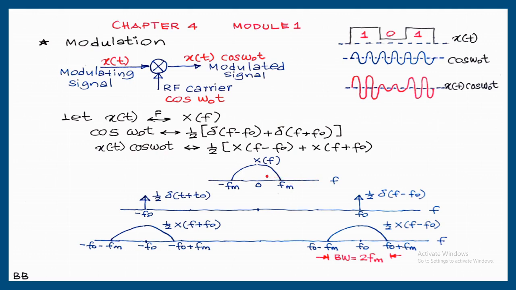So this shifting from low frequency to high frequency is known as modulation. If this modulated signal can be shifted back to its original position, that is known as demodulation. Now we can see how the signal can be demodulated.